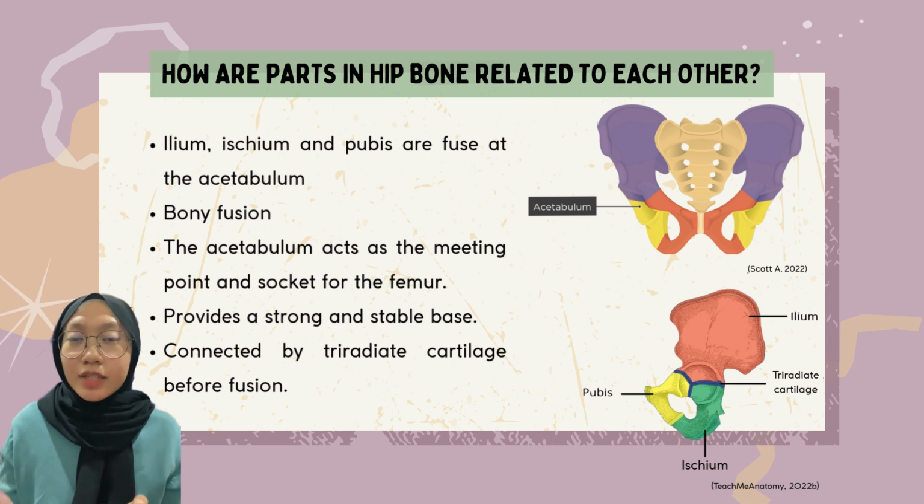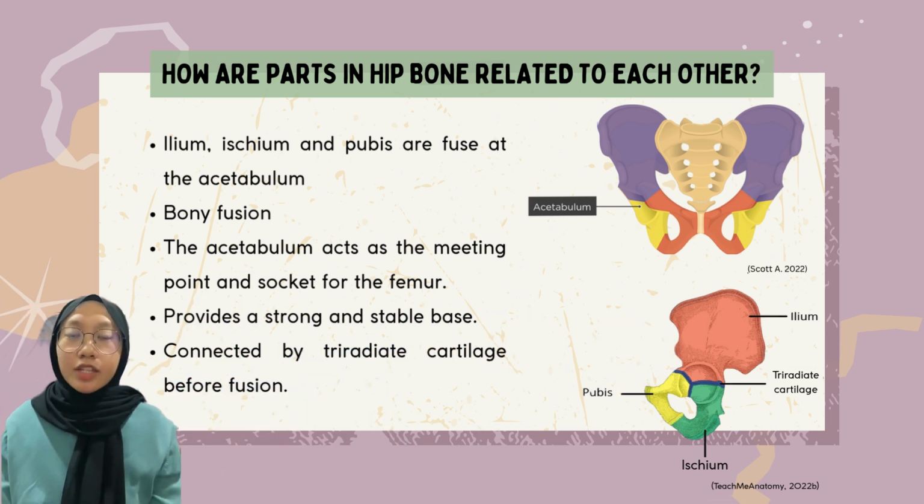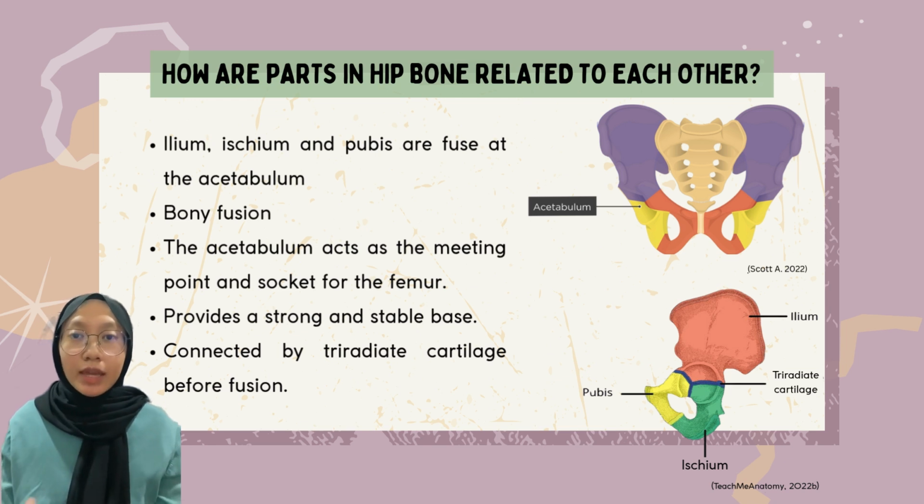When we are kids, these bones are separated and held together by a special type of cartilage called the triradiate cartilage. Now, let us take a closer look at how the parts of the hip bone are connected. As we grow, these 3 bones slowly fuse together at a deep socket called the acetabulum, which is the part of the hip that connects with the femur.